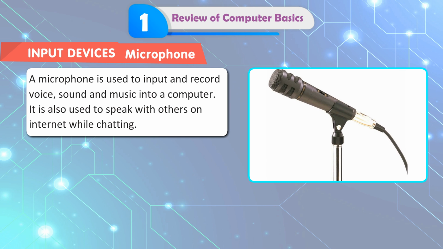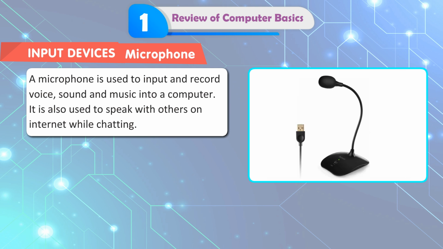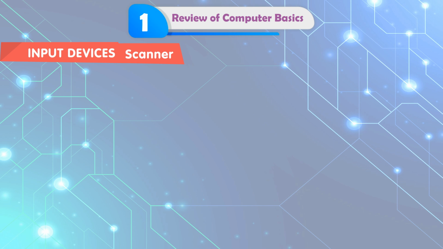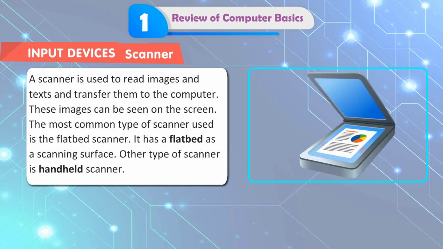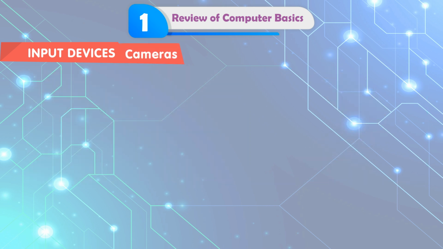It is also used to speak with others on the internet while chatting. Scanner. A scanner is used to read images and texts and transfer them to the computer. These images can be seen on the screen. The most common type of scanner used is the flatbed scanner. It has a flatbed as a scanning surface. Another type of scanner is the handheld scanner.